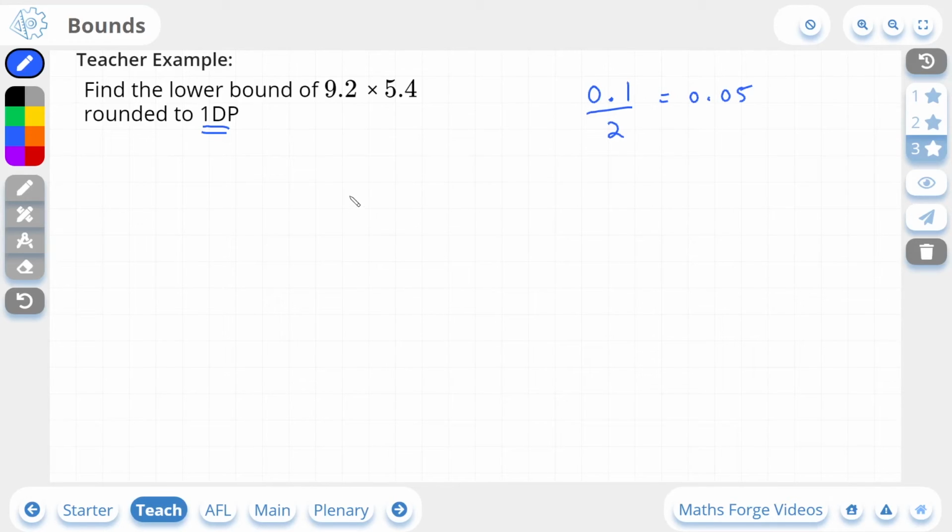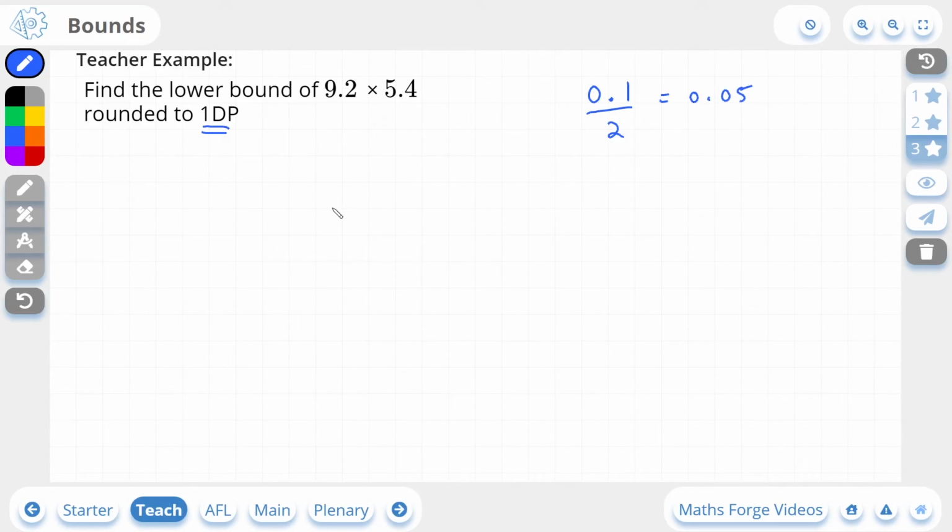Now, to find the lower bound or the upper bound of numbers that are being multiplied together, to find the lower bound, you just find the lower bounds of each individual number and then multiply them together. To find the upper bound, you find the upper bound of each individual number and then multiply them together. But in this case, we're finding the lower bound.